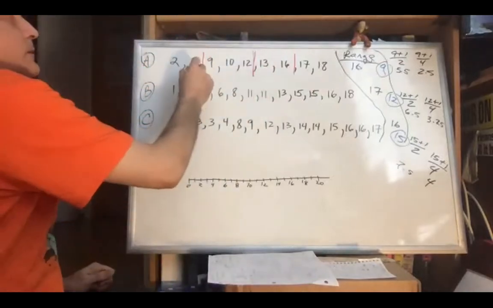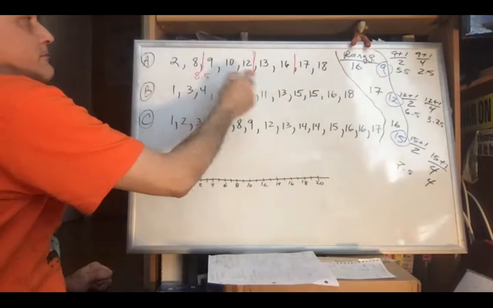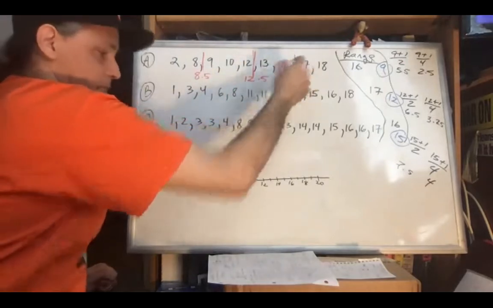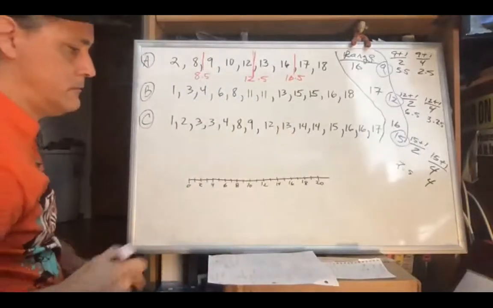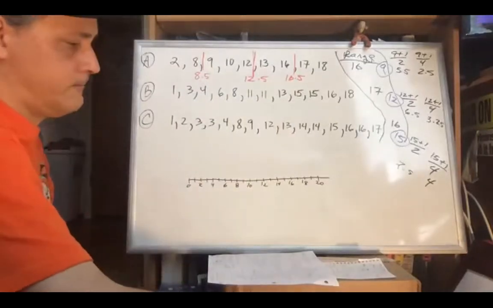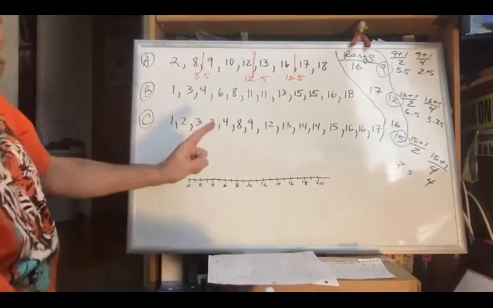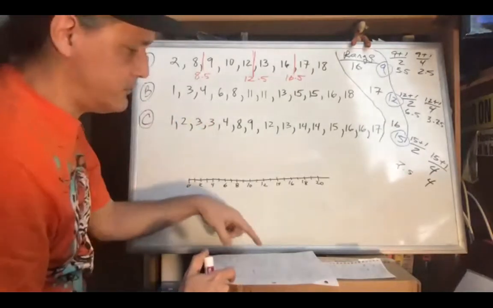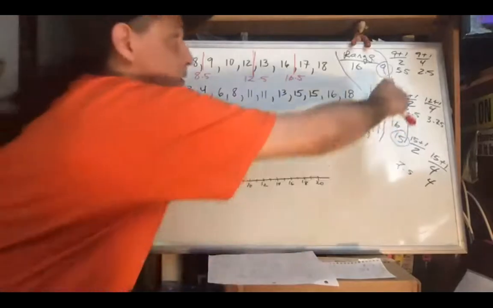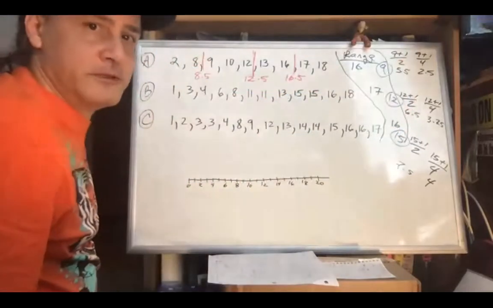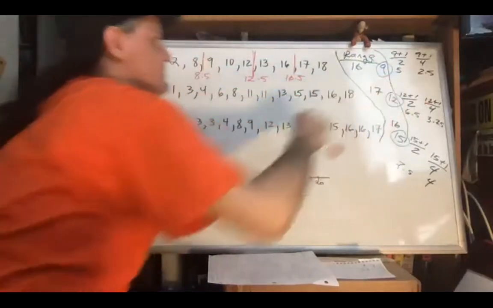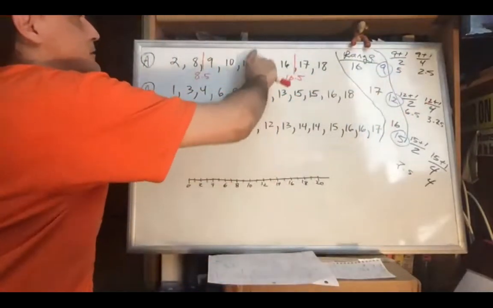Okay, so 8.5, 12.5, 16.5. Oh, wait. You know, guys, I realized I just made a mistake. This is why I do this earlier. Look, I'm dividing by 2, right? What's 10 divided by 2? It's not 5.5. Oops. Sorry about that, y'all.